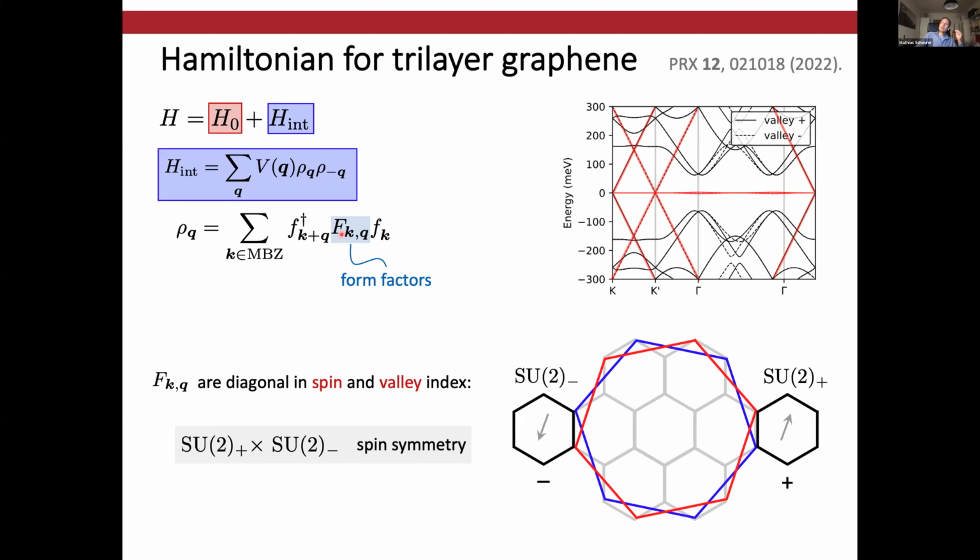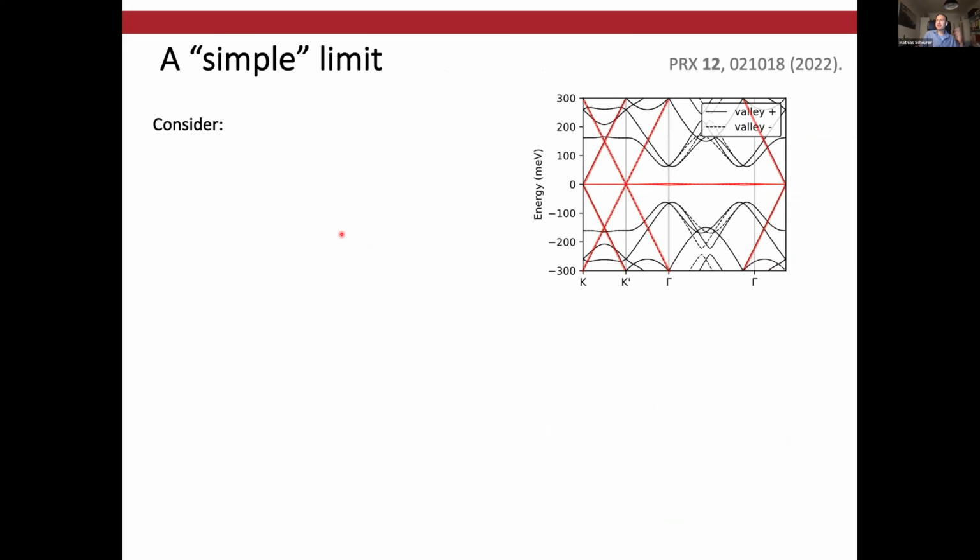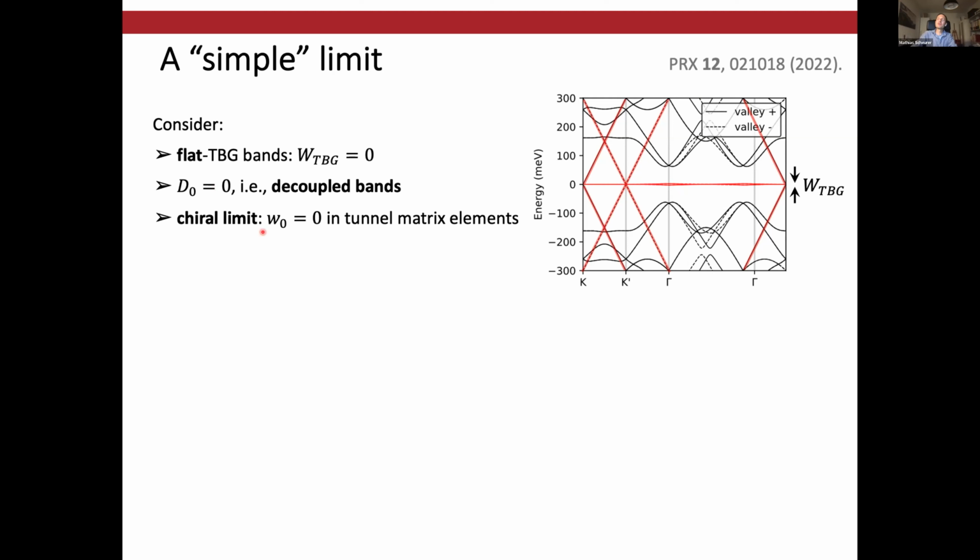Now to get started with the correlated behavior, let's start really in the simplest limit. I'm not sure how simple it really is, but it's at least the simplest, in my opinion, non-trivial limit of correlated physics here, which is defined as follows. Let's start with making these bands perfectly flat in the TBG sector. We assume that there's no displacement field quite yet. And we also go to the chiral limit, which means that we set the tunneling matrix elements between same sublattices, this W0 that I mentioned earlier, to 0.